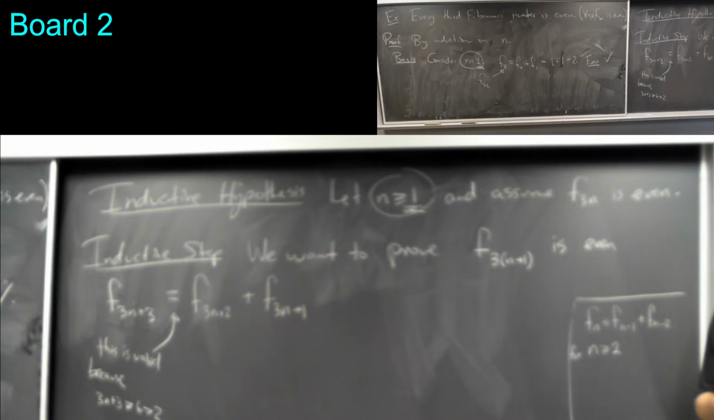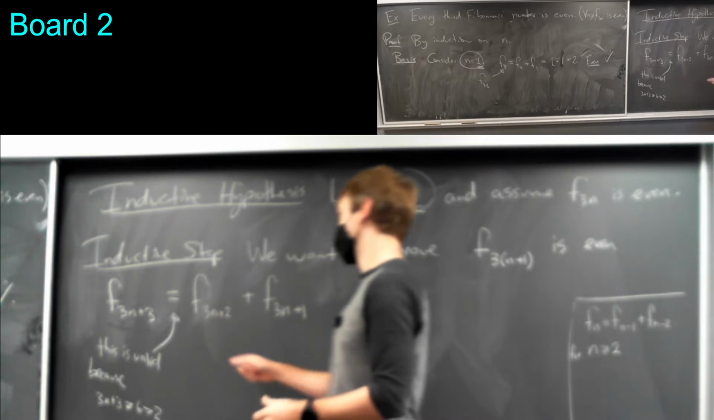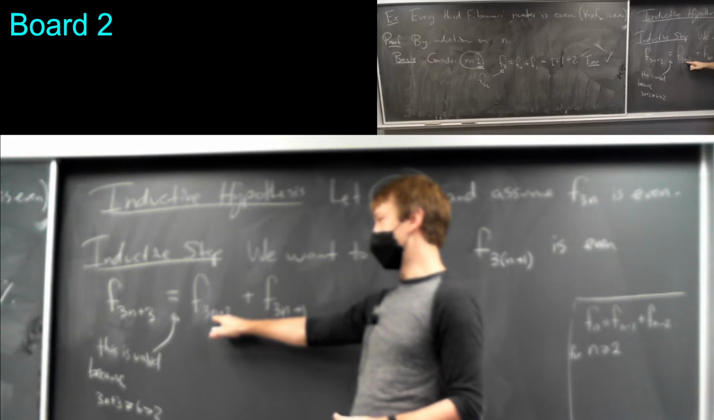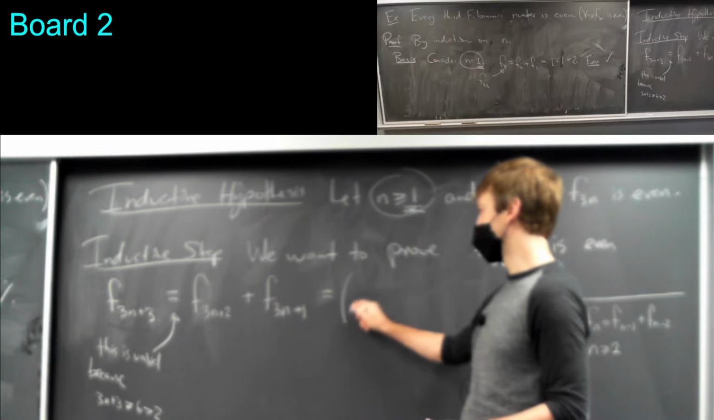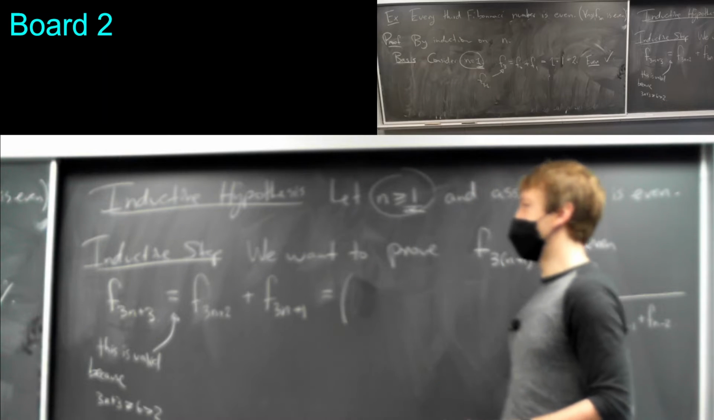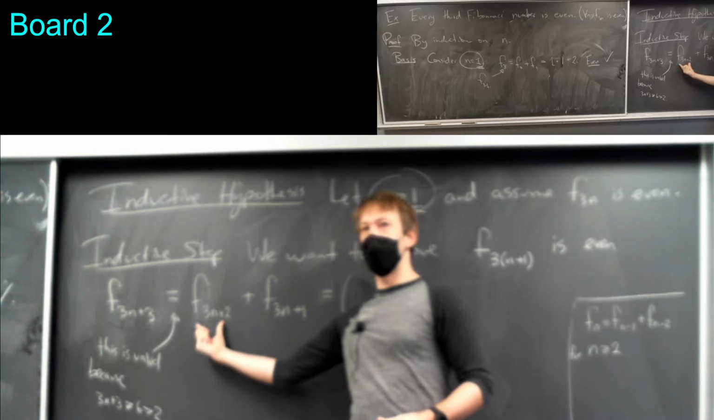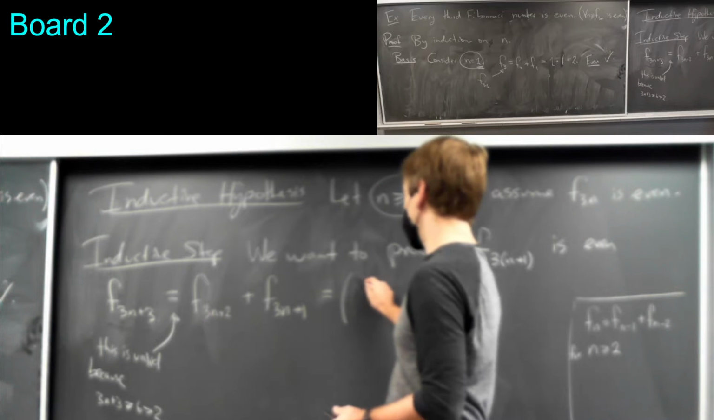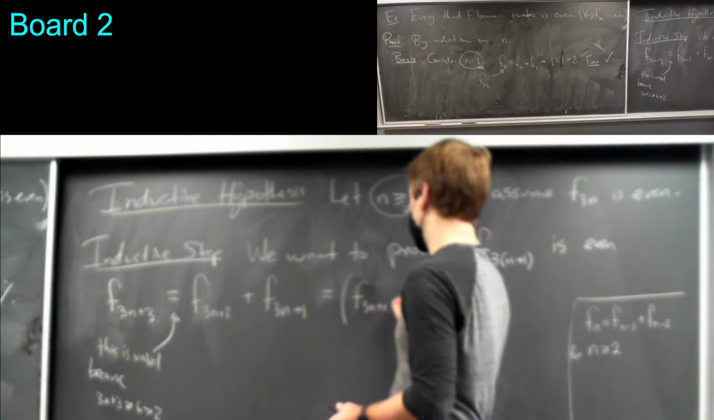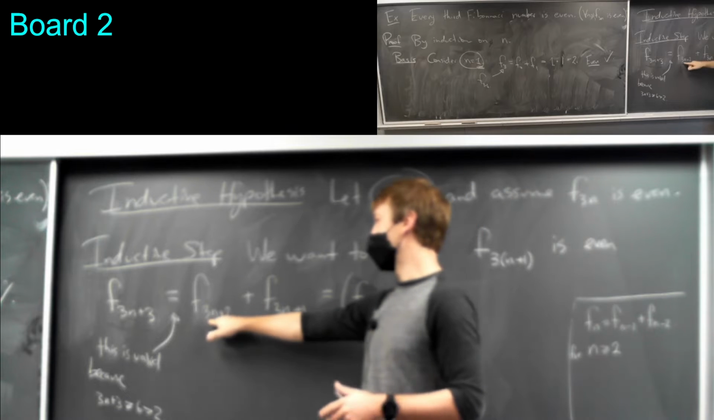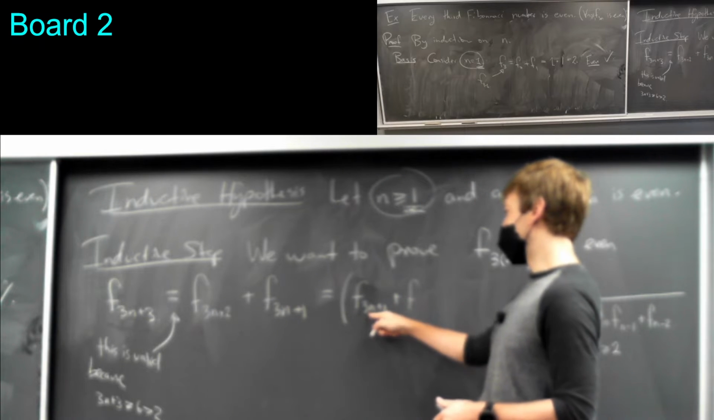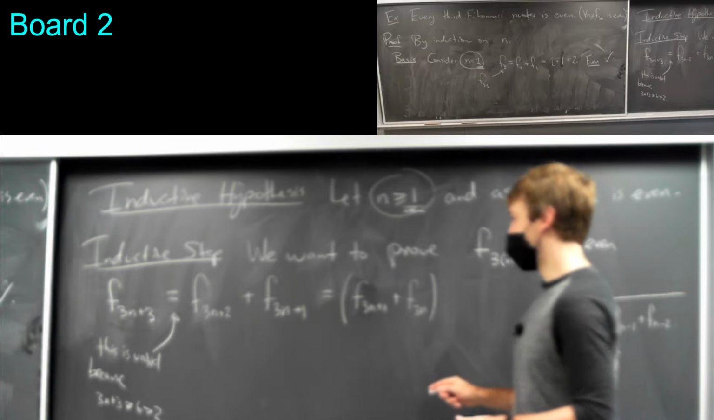Any idea what to actually do with this? This maybe is not clear. So here's the trick. I can also apply the same thing to this. So if I look at f of 3n plus 2, can anyone help me out? How can I rewrite f of 3n plus 2? Yeah, so it's the two previous terms. So f of 3n plus 1 plus f of 3n. But yeah, I think you had the right idea here.